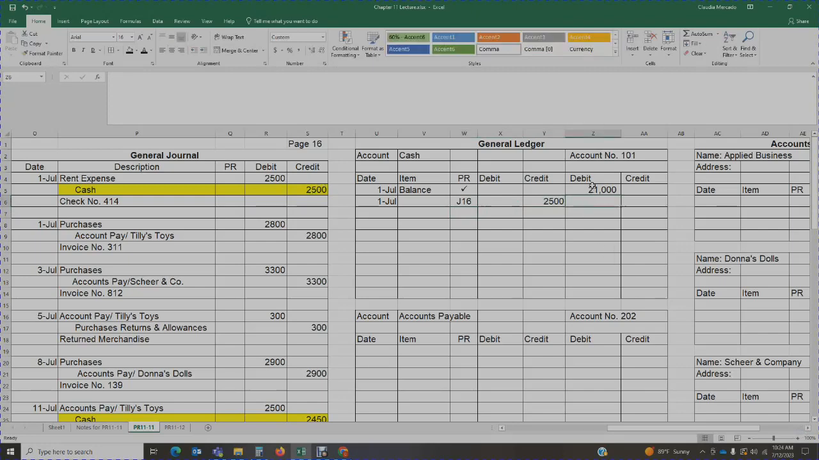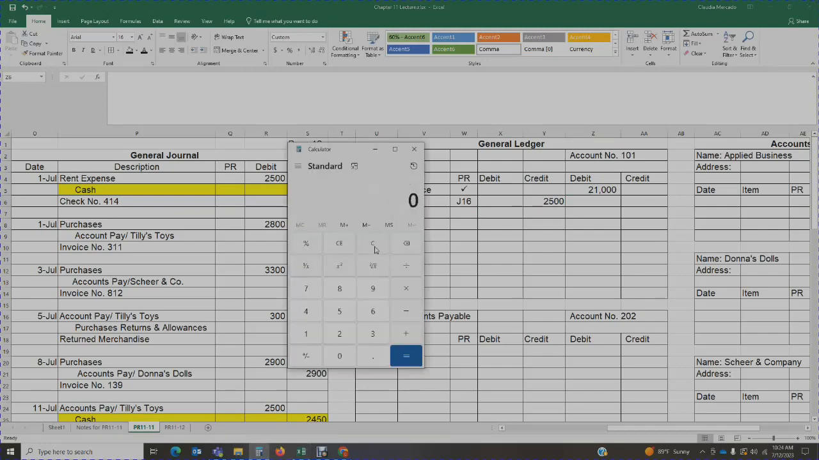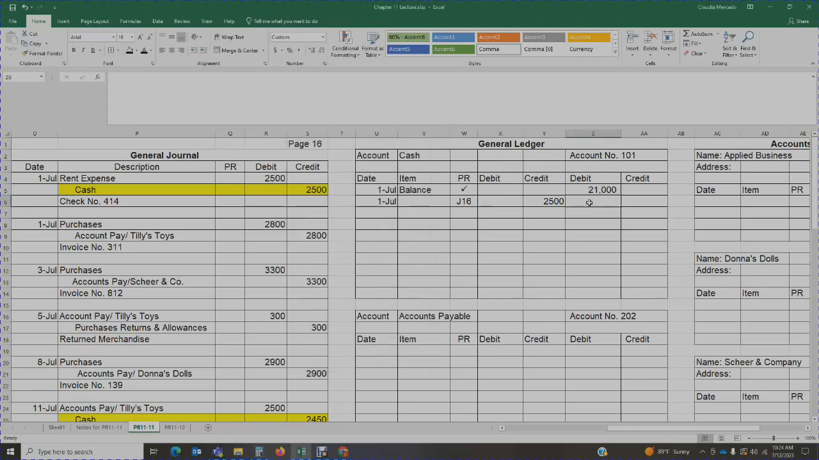Now I have to calculate my balance. A debit means that's how much money you have. A credit means that's how much money you spend. So I had 21,000. I just spent $2,500, so that means I still have 18,500 remaining. I put it in the debit column because debit means I still have that money in the bank. When you have a balance of a credit, it basically means you overdrew your account. So I've taken care of that one.